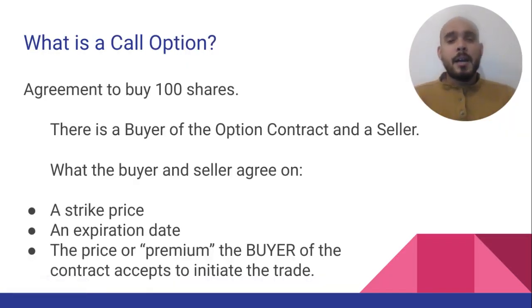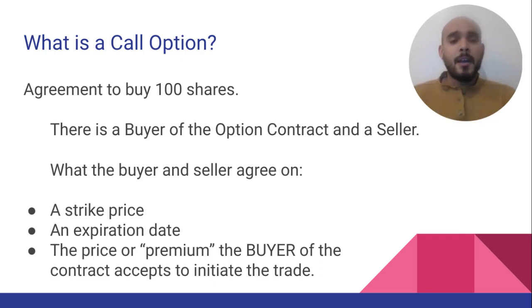So what is a call option? A lot of people think that options contracts are like bets. I like to consider them like agreements because options are based on contracts and contracts are agreements. So there's a buyer of the option contract and a seller of the option contract. What the buyer and the seller agree on are three main things. There's going to be a strike price. That's the price that you'll buy these 100 shares. There's going to be an expiration date, and then there's going to be a price or a premium of the buyer of the contract that they accept to initiate the trade.